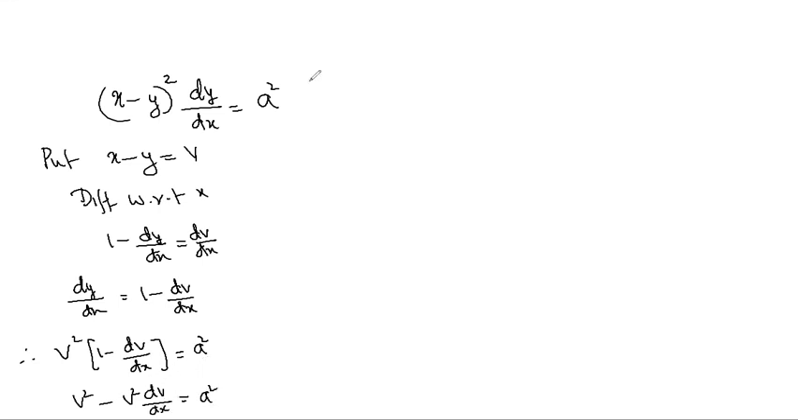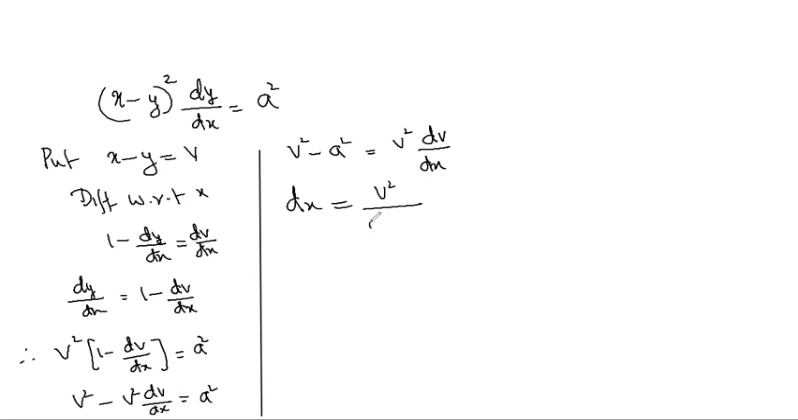Now we'll make dv by dx the subject and then only we can decide what to transfer where. So I can write v square minus a square is v square dv by dx. I try to keep dv by dx positive. So I'll cross multiply now. dx is equal to v square upon (v square minus a square) into dv. Now we need to integrate. Integrating. I hope you got this much correct.